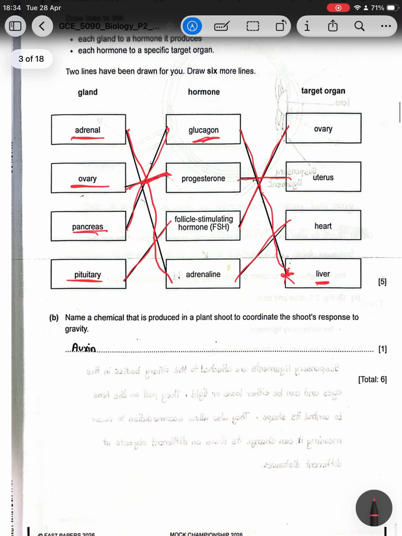In 2b, name a chemical that is produced in a plant shoot to coordinate the shoot's response to gravity. So the answer is obviously auxin, because this is found in the tips of actively growing roots and shoots, and it responds to light and gravity.